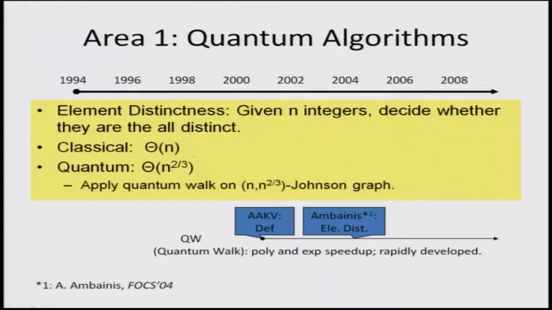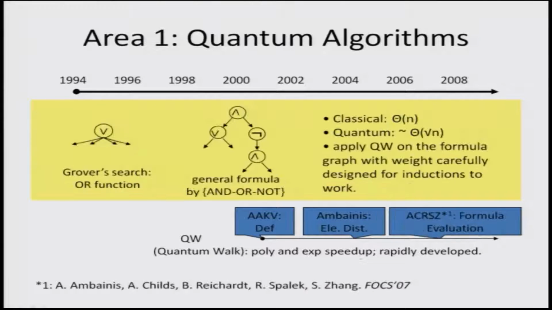In the classical case it takes order n, whereas in the quantum case it takes n to the power 2/3, and it is important for applying quantum walk on Johnson graphs, and some applications in this area have been looked at. These are mostly very theoretical problems which have been developed, and some of these are shown here for completeness.